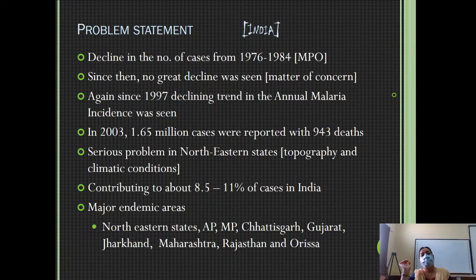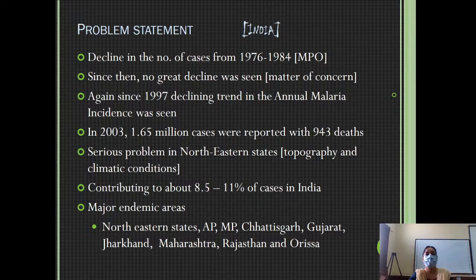So when the disease started becoming stagnant, it became a matter of concern, and again it was identified that some strategic change in approach was needed. So again, some new interventions were introduced, and a change in strategy was introduced.